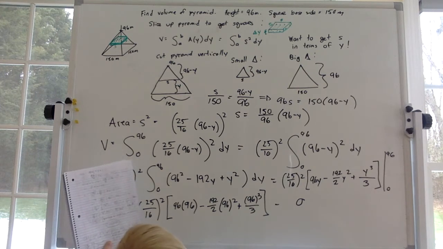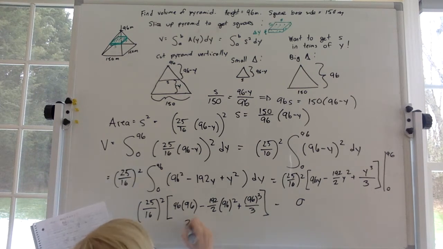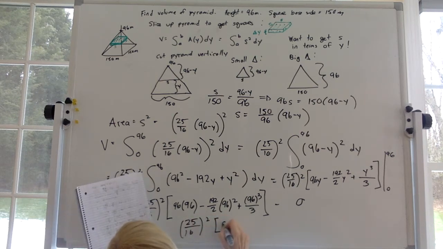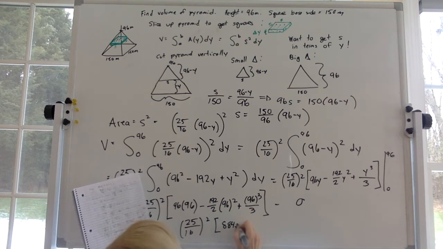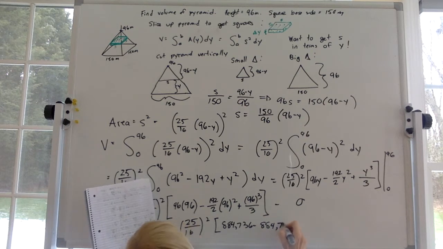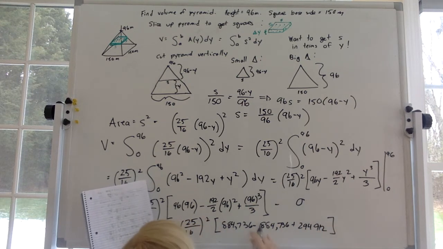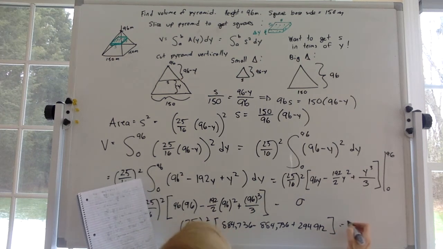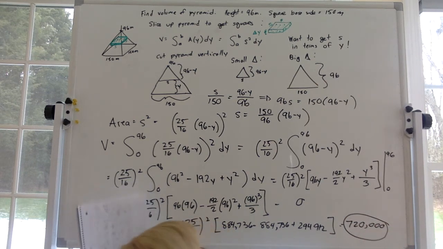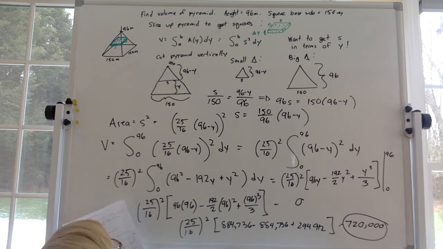So what did I end up getting? Don't forget this 25 over 16 squared on the front, because I tend to do that. I got 884,736 minus 884,736 plus 294,912. Oh, that works out. Those cancel out. And then when I do the squaring and the division and everything, I end up with a nice round 720. What does that represent? The volume of the pyramid, so it's in meters cubed.